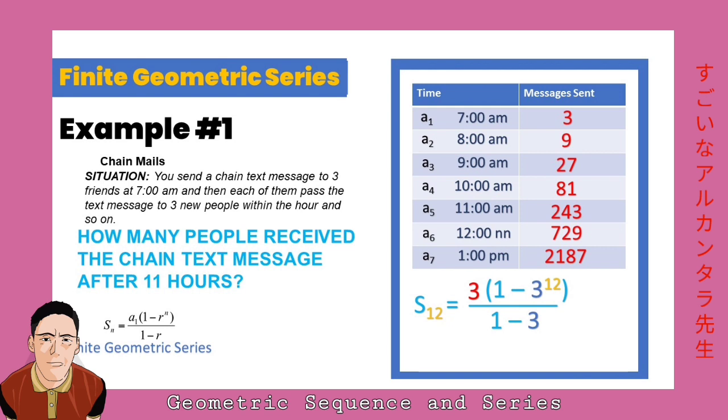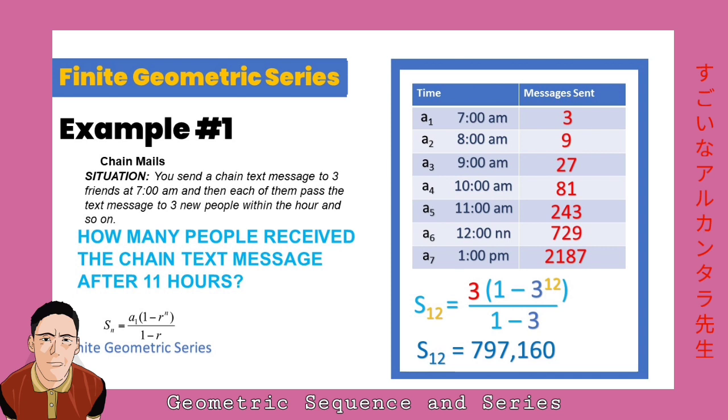I hope you guys are getting what I'm trying to say here. If you type it in your calculators in the wrong way, you're gonna have a small parenthesis on the other side. So you have to be careful with that. And when you put this in, your answer is going to be 797,160. Hence, that is the amount of people who's gonna receive that chain text message after 11 hours.